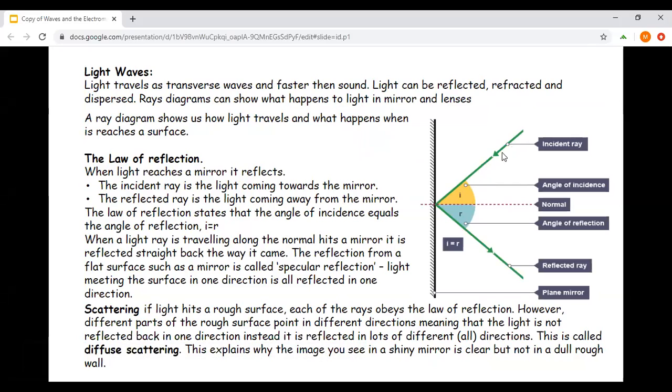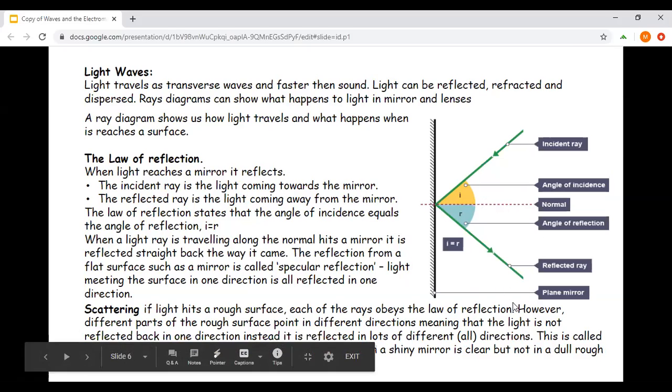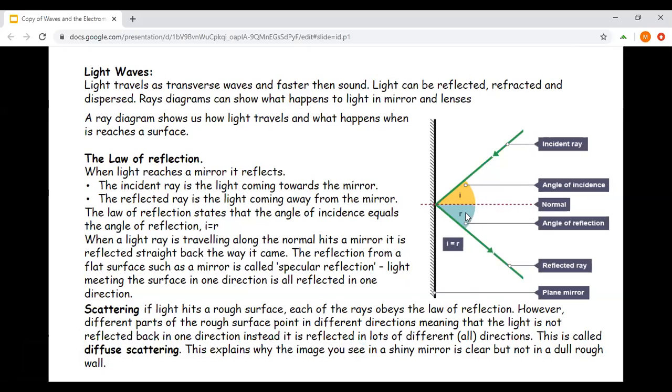We always use a straight line with an arrow depicting the direction of travel. You can see the incident ray coming in here. We've got the angle of incidence, which is the angle away from normal, which is 90 degrees here. And we've got the reflected ray coming out here with the angle of reflection there. Now, if you remember from the previous lessons, the angle of incidence will always equal the angle of reflection. This is an example of a ray diagram on a smooth mirror.